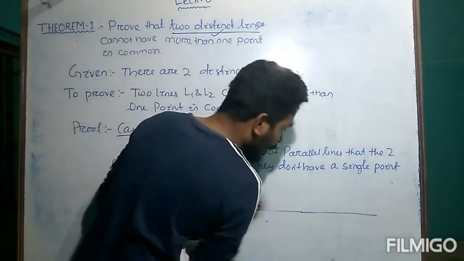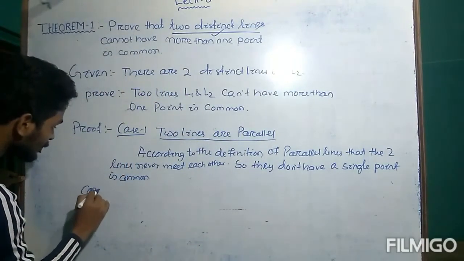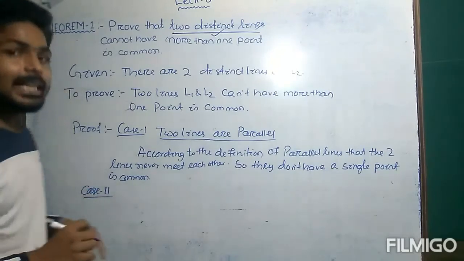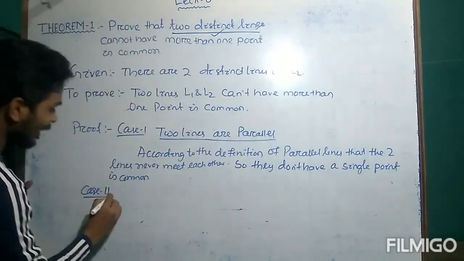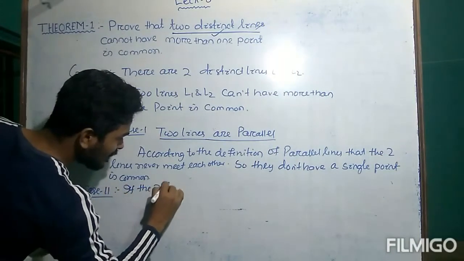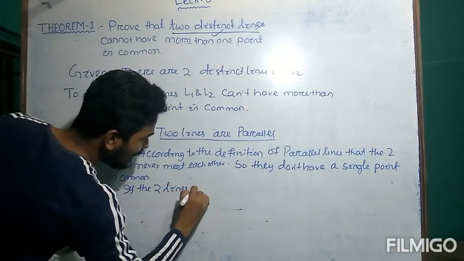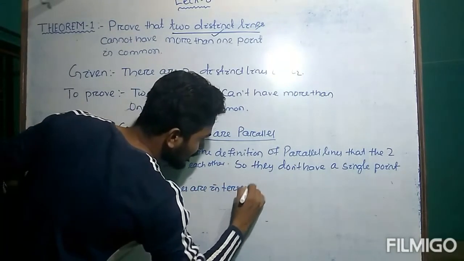Next we have to prove case 2. What is case 2? Case 2 is if the two lines are intersecting lines. So write it: if the two lines are intersecting.